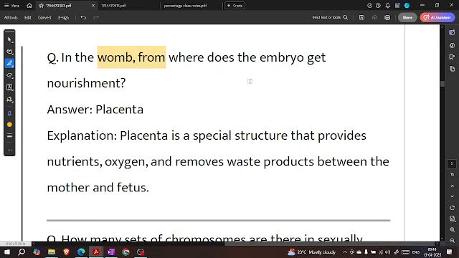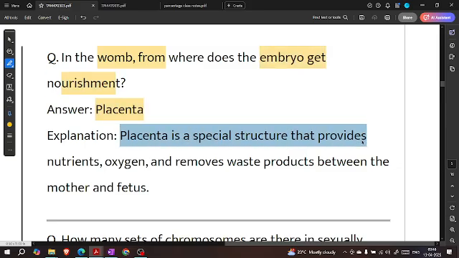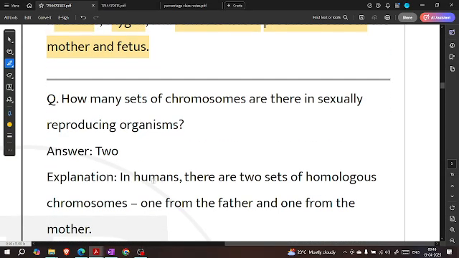In the womb, from where does the embryo get nourishment? Placenta. Placenta is a special structure that provides nutrients, oxygen, and removes waste products between the mother and fetus.